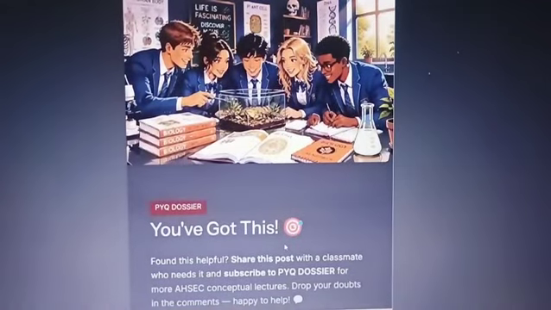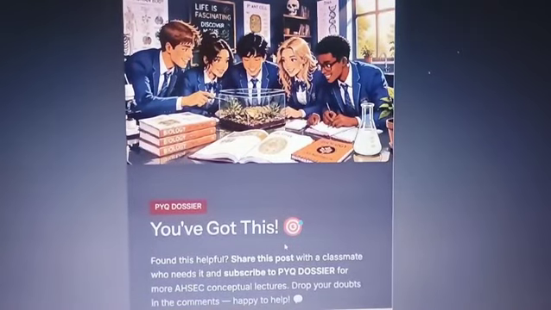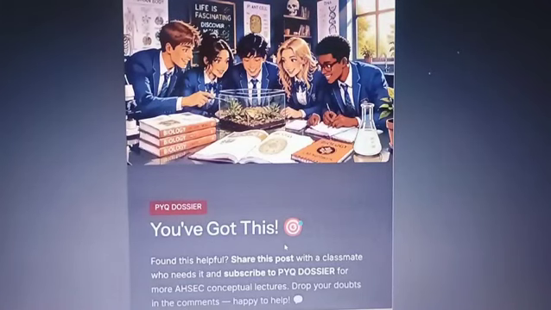So that brings us to the end of today's concept. I hope this explanation has made the topic simple and easy to understand.